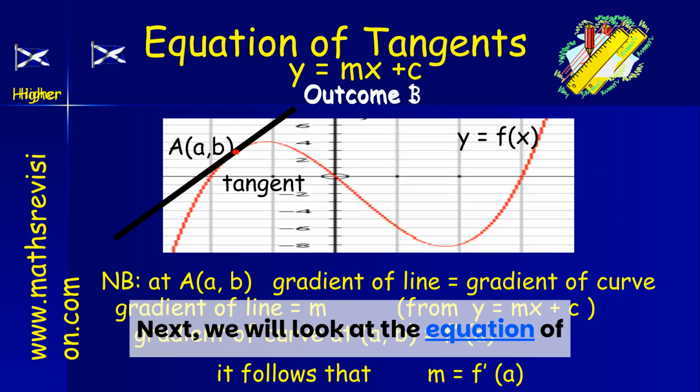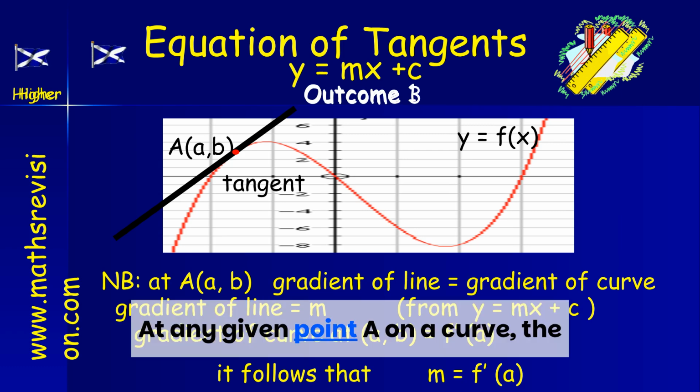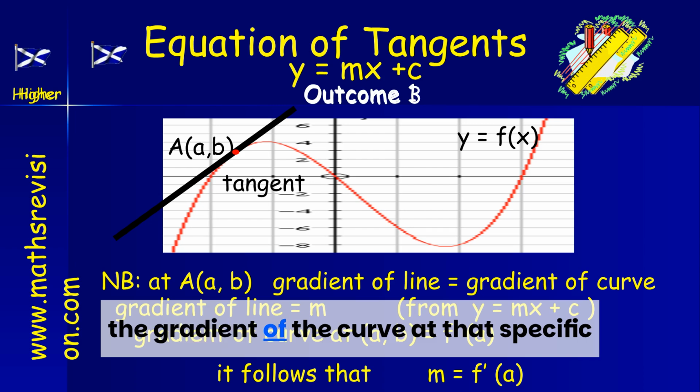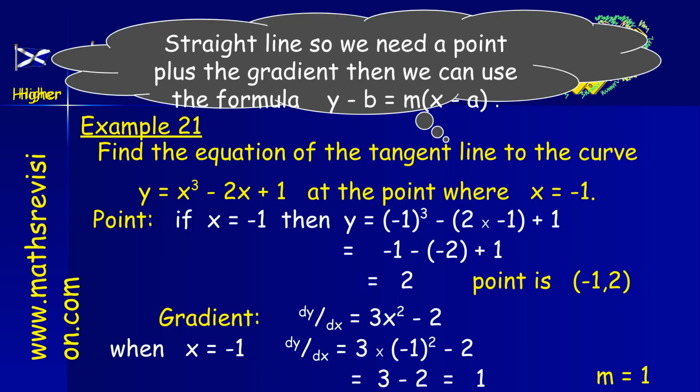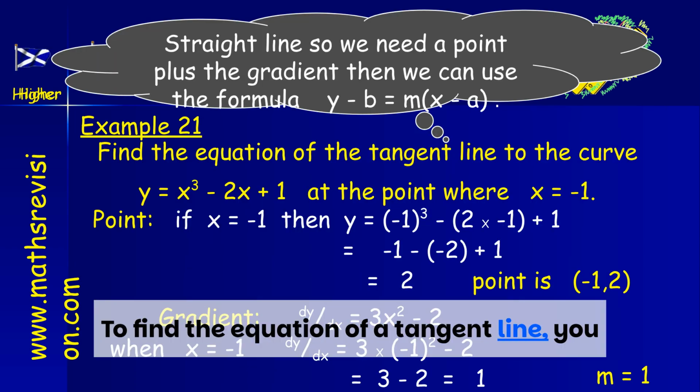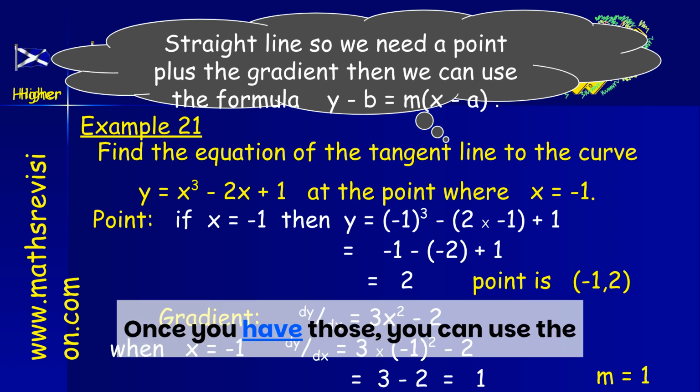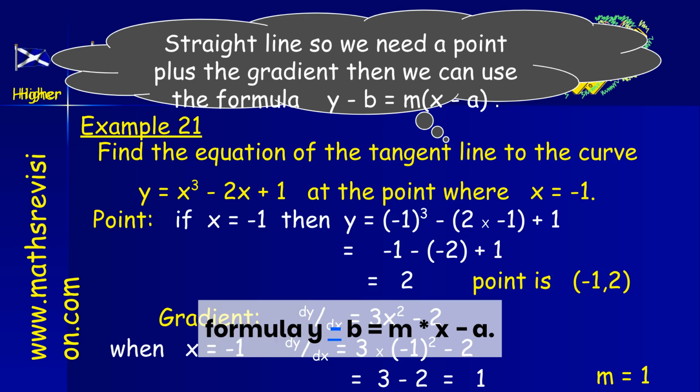Next, we will look at the equation of tangents. At any given point A on a curve, the gradient of the tangent line is equal to the gradient of the curve at that specific point. To find the equation of a tangent line, you first need the point of contact and the gradient at that point. Once you have those, you can use the formula y minus b equals m times (x minus a).